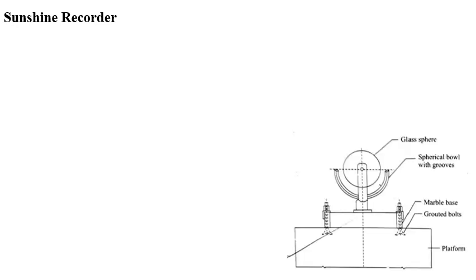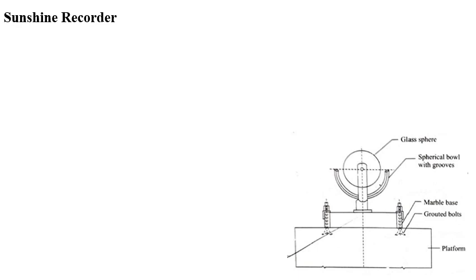Next is the sunshine recorder. The duration of bright sunshine in a day is measured by means of a sunshine recorder. The sun's rays are focused by a glass sphere to a point on a card strip held in a groove in a spherical bowl mounted concentrically with the sphere. This can be measured with the help of a Campbell-Stokes sunshine recorder.